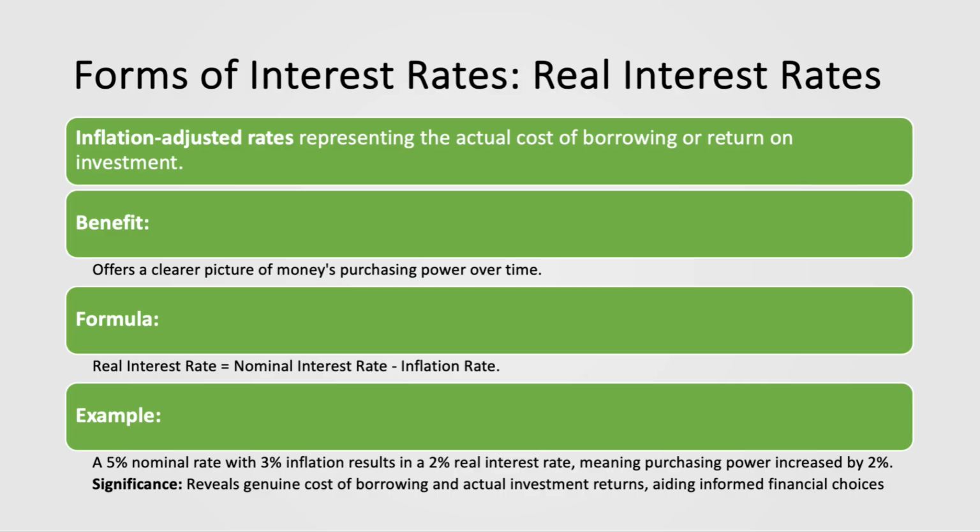This tells us that even though you're earning 5% on paper, the actual increase in what your money can buy is only 2%. The benefit of looking at real rates is that it provides a clear picture of financial impact, whether you're borrowing or investing. It helps in making more informed financial decisions because it reflects the genuine cost of debt and the actual returns on investments. So remember, nominal is what's written, real is what truly counts in terms of value.